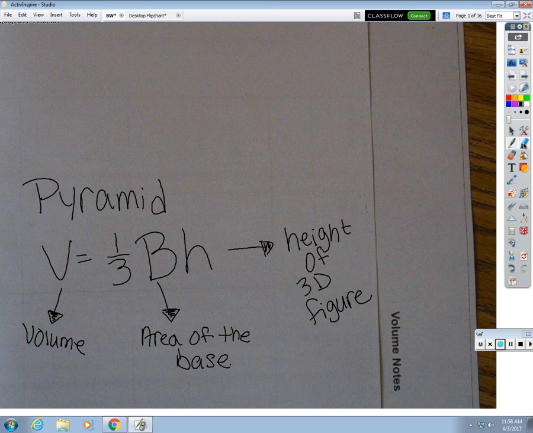And again, if you want to highlight the big B with yellow, the area of the base, we're going to be using our yellow highlighter all through our note process. And our yellow, all through the note process, is going to represent big B, the area of the base. Okay, our bases are very important.